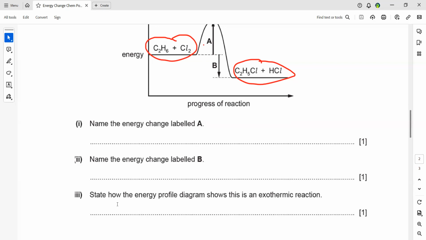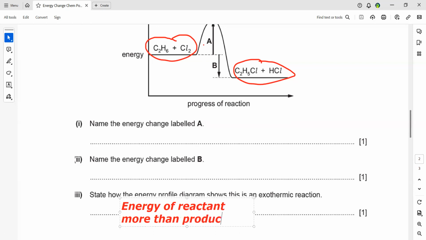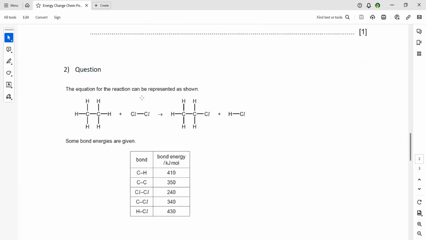So energy profile diagrams, how we know that it's an exothermic reaction. So energy of the reactant is more than the product. That's how we identify it's an exothermic. If it was endothermic, then the energy of a product will be more than the reactant.